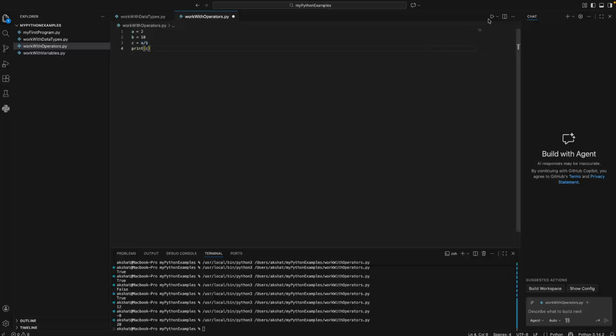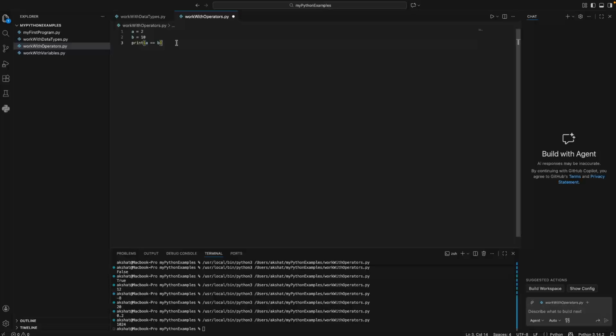If we divide them, it will be 0.2. Now if we raise this to the exponent, now this will be a very big number. 1024. Okay. Now that we know about the math operators, let's get rid of this line and instead do something a bit different with the comparison operators.